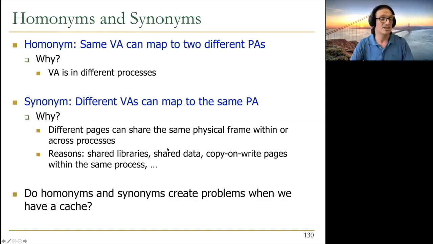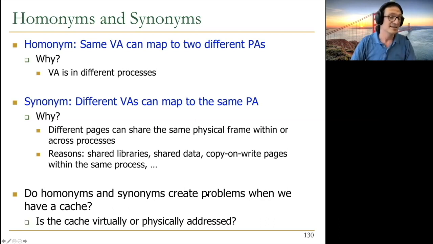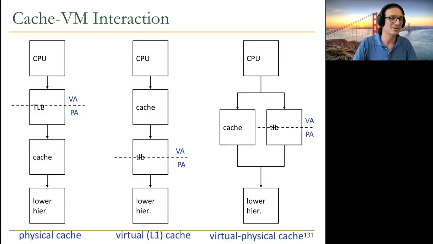And then the question is, do homonyms and synonyms create problems when we have a cache? Is the cache virtually or physically addressed? That becomes a very relevant question over here. And there are ways of solving the synonym problems also. I'm not going to go into detail. I have some backup slides for this, but I would like you to think about it if you're interested in this. So there are three ways of designing the first level cache.